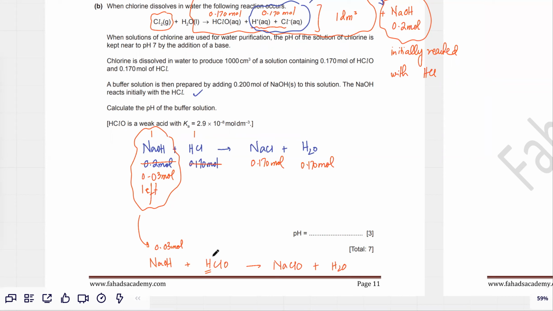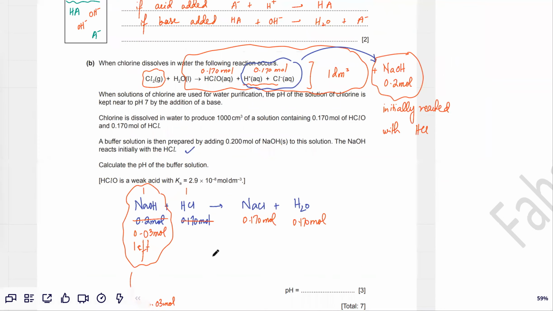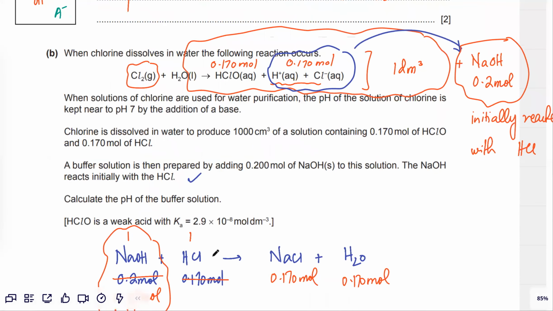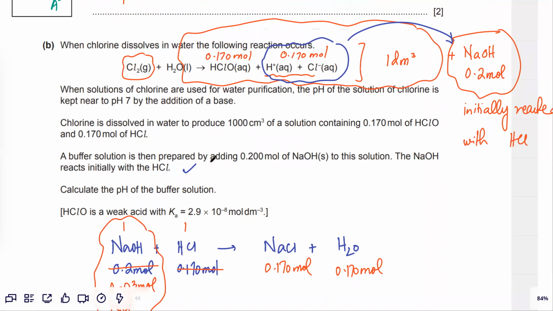And so I'm just going to go over this question one more time, because this question has a lot of steps. The first thing that he said was that chlorine is dissolved in water. This is chlorine reacting with water, and he said that 0.170 moles of HClO and HCl were formed. So HCl and HClO, 0.170 moles of both were formed.